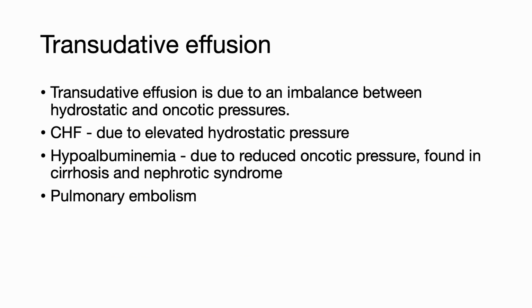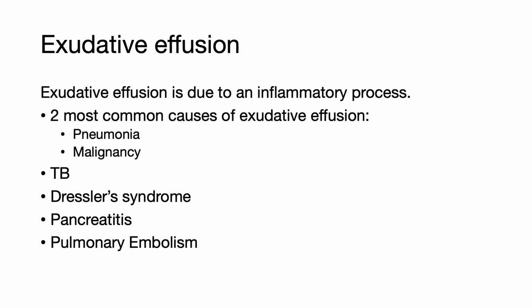Transudative pleural effusions primarily occur due to an imbalance in oncotic and hydrostatic pressures. Causes of transudates include heart failure due to an elevated hydrostatic pressure, hypoalbuminemia from cirrhosis or nephrotic syndrome due to reduced oncotic pressure, and pulmonary embolism. Exudative effusion is due to an inflammatory process. The two most common causes of exudative effusions are pneumonia and malignancy. But also think about tuberculosis, Dressler syndrome, pancreatitis, and PE.